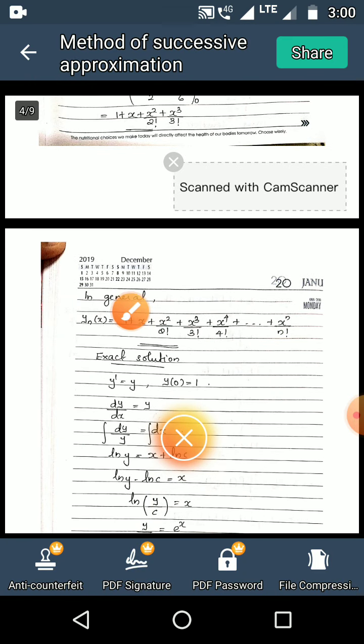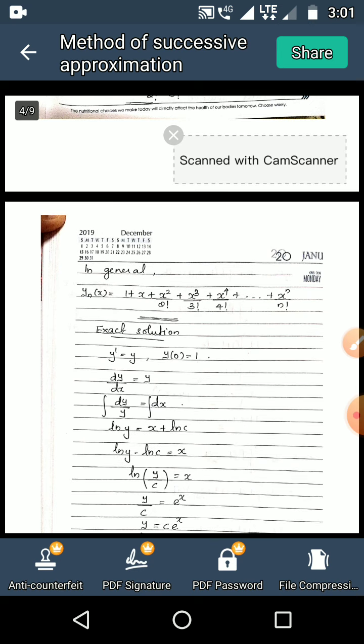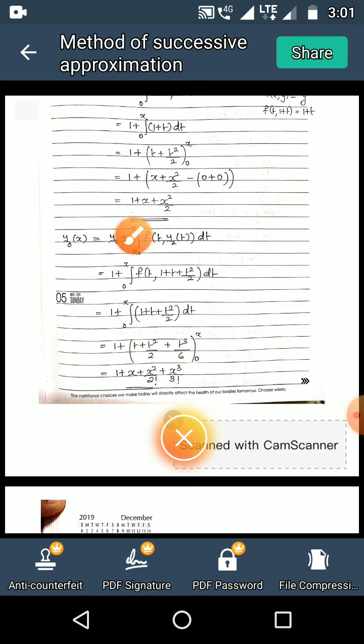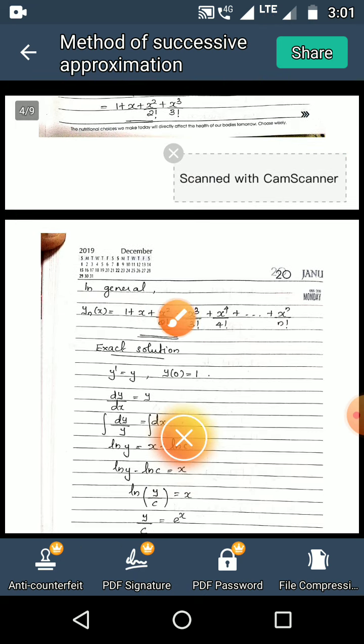And in general, we can write yn of x is 1 plus x square by 2 factorial plus x cube by 3 factorial plus x raised to 4 by 4 factorial plus etc. plus x raised to n by n factorial. If you are asked to solve by the method of successive approximation, we find some approximations up to y3 of x or y4 of x, and we can stop. I have just written the general form here, for your information, by looking at y1, y2, y3.